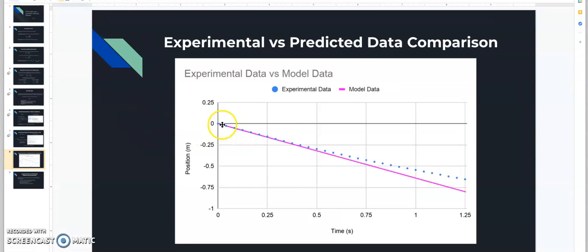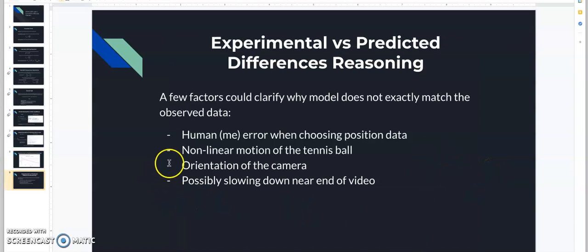So the model data is a perfect linear line, and experimental data is pretty close, but it's not exactly the same. There are a few reasons why, potentially. First one would be me, because I'm not perfect at choosing positional data in Tracker. The nonlinear motion of the tennis ball could actually be moving backwards a bit, so that would change the observed position in the video. The orientation of the camera could not be perfectly perpendicular to the motion, and possibly the slowing down near the end of the video could change the end of the graph as shown.